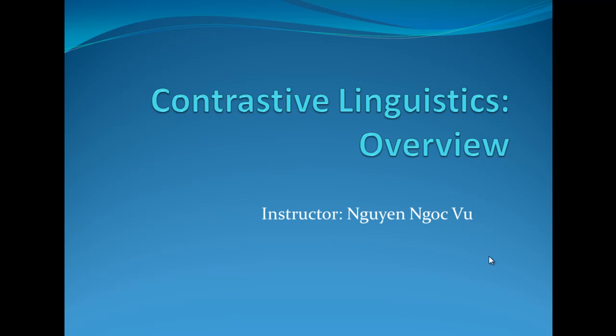Now, just a very quick overview. What are the three big branches of linguistics? General linguistics, descriptive, and comparative linguistics. Good. And what are the sub-branches of comparative linguistics?